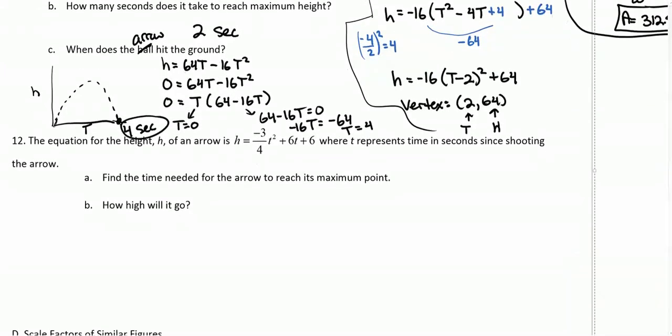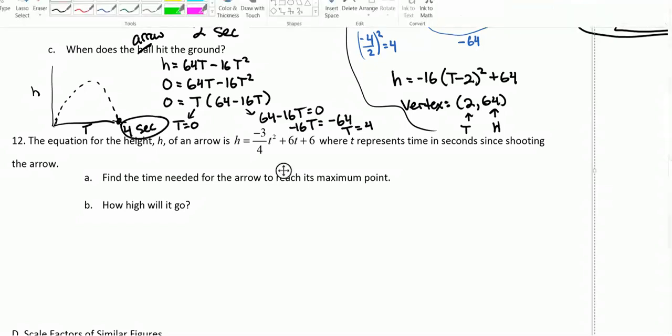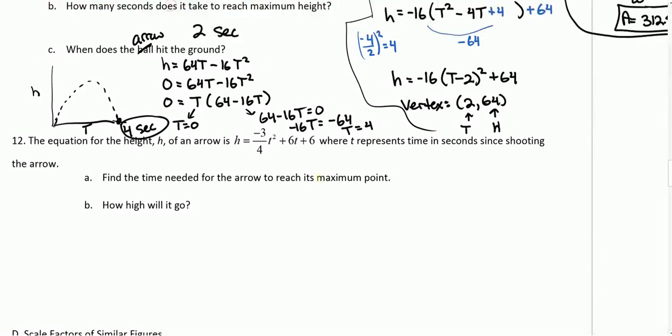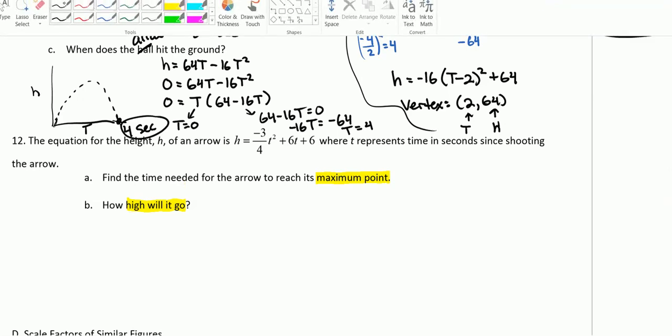Number 12, the equation for height, h, of an arrow is h equals negative 3/4 t squared plus 6t plus 6, where t represents time in seconds since shooting the arrow. Find the time needed for the arrow to reach its maximum point. So we're talking about a vertex when you hear maximum. And then how high will it go? Again, that's talking about the vertex. So if we find the vertex, we answer both these questions.